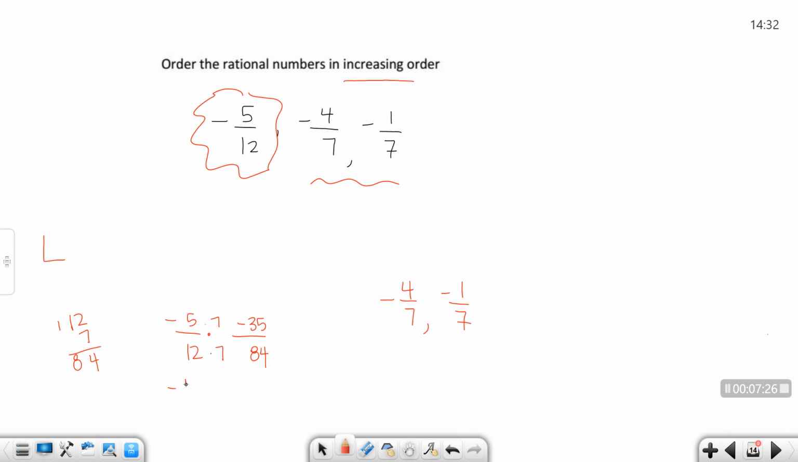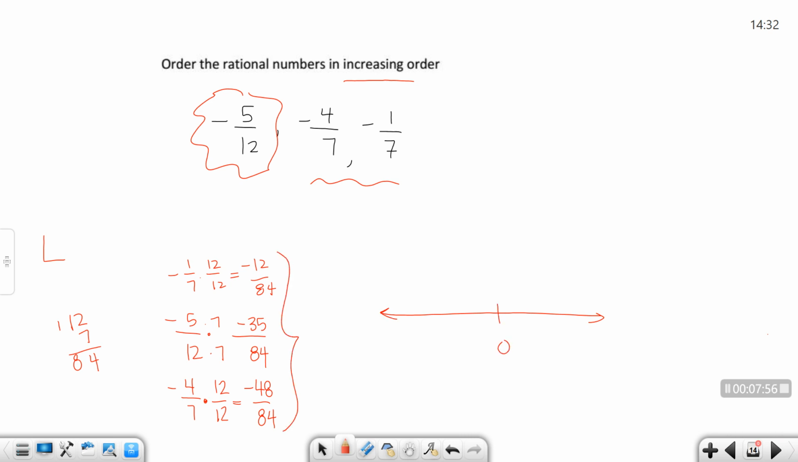Okay, so let's change a negative 4/7 to 84. So I'm going to multiply that one by 12 and that one by 12. That's a negative 48 over 84. And then I've got a negative 1/7. Multiply that one by 12 so that I get the 84. Negative 12/84. Okay, so let's put these on our number line, our negative number line.